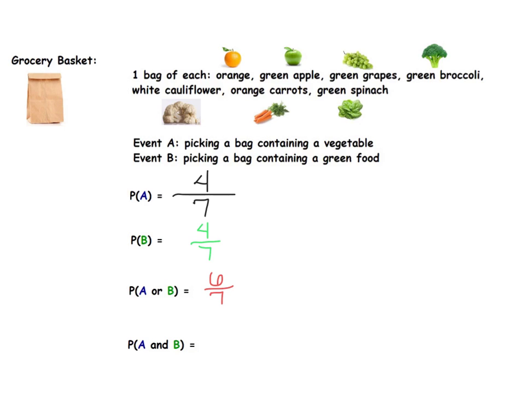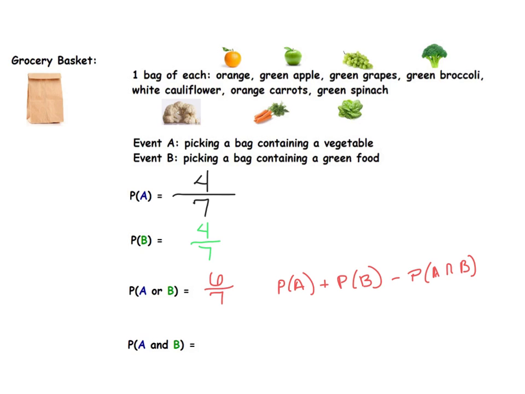Now, another way for you to think about it that we're going to talk about in the future is that it's going to be the probability of A plus the probability of B minus any overlapping, the probability of A, B. But we'll talk about that in the future. For right now, you can just look at the items and count them up.